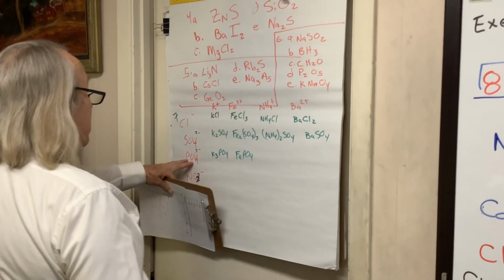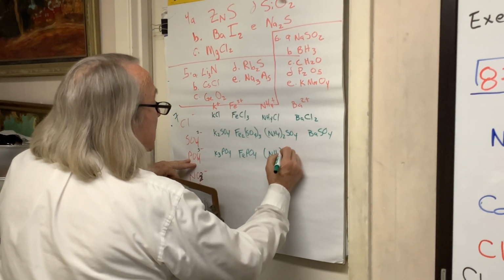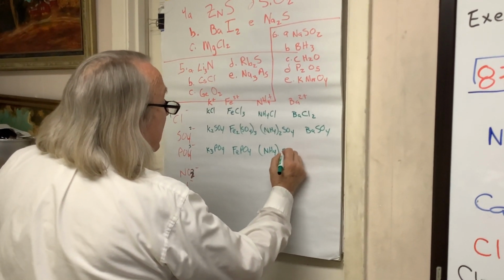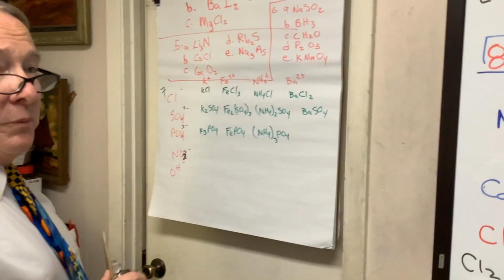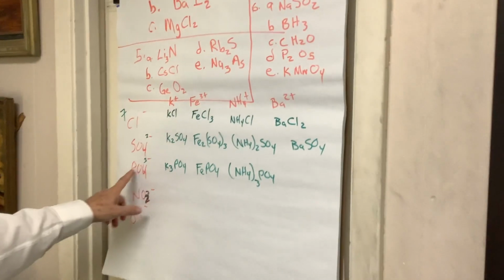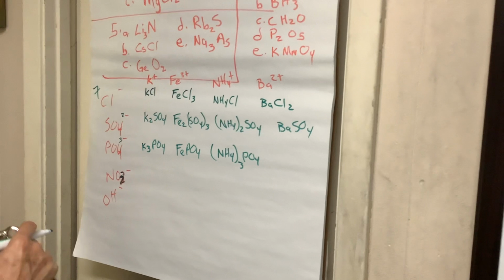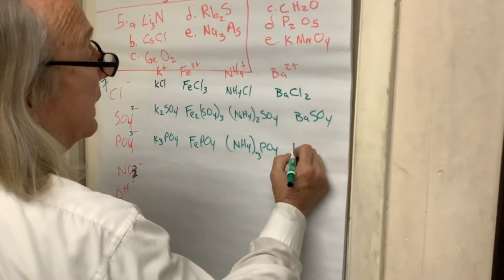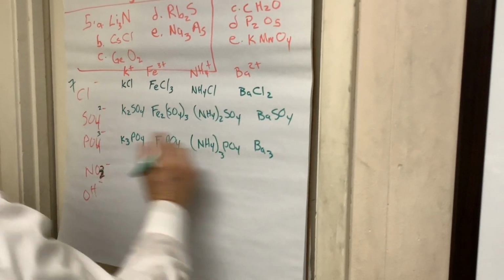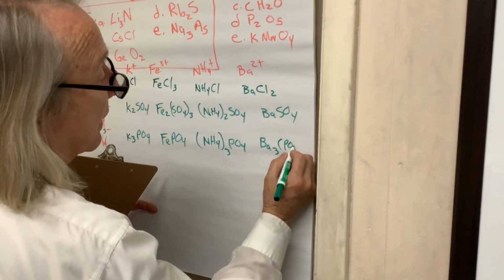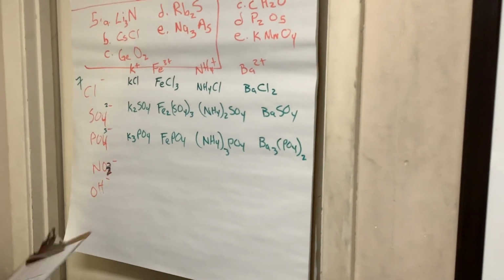Okay, ammonium phosphate. I need 3 of these ammoniums because they're only +1 to balance out the 3 minus of the phosphate. And barium phosphate has the same problem we had before. I have a 2 plus and a 3 minus. Before I had a 3 plus and a 2 minus, but I have that 2 and 3 factor. So I need 3 bariums to get to +6 and 2 phosphates, put in parentheses, to get to -6 to balance it out and make barium phosphate.